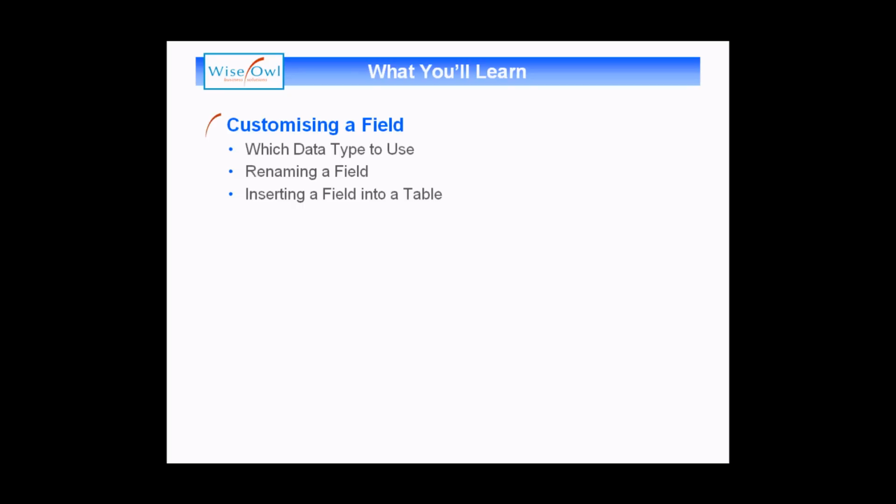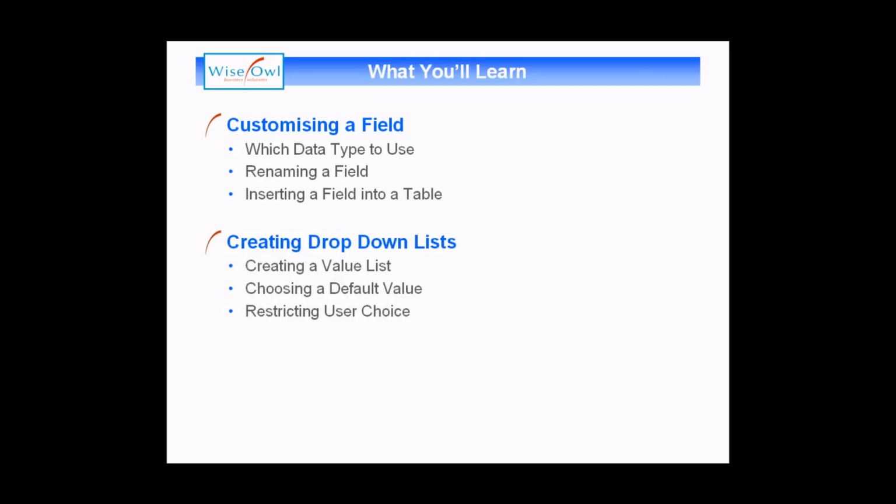And finally, we'll show you how to insert that field into a table so that you can use it. The first example we'll cover will show you a fairly simple text field. And once we've done that, we'll talk to you about something a bit more exciting. We'll show you how to create drop-down list fields as well. So in that session, we'll talk to you about how to type in a list of values, how you can choose a default value for your custom fields, and also how you can restrict your user's choice to the items you've typed in. So let's get started.